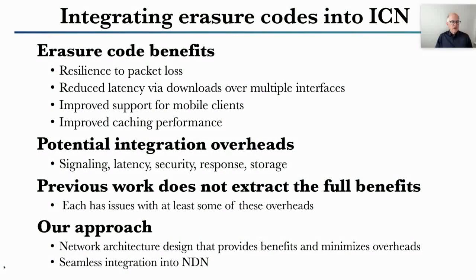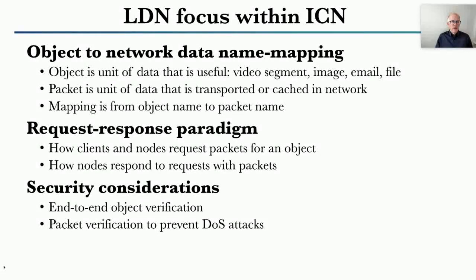Our approach is a network architecture design that provides benefits and minimizes overheads, and also provides a seamless integration into NDN. The LDN focus within ICN is on object to network data name mapping, where an object is a unit of data that is useful. A packet is a unit of data that is transported or cached in the network. And mapping is from object name to packet name.